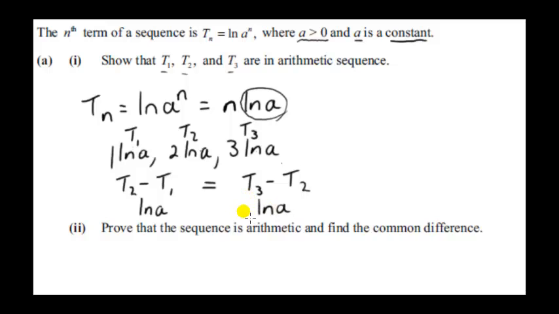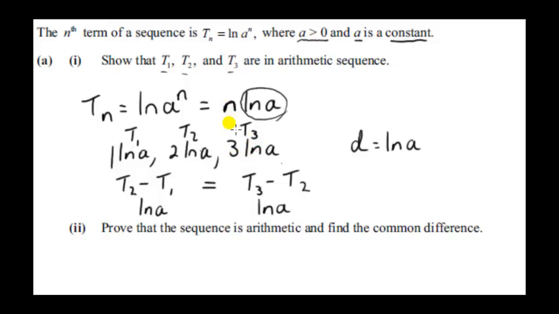And we also see that that difference, if we want to call it d, is ln of a. Now in the next question we want to prove that the entire sequence is arithmetic. Well, I mean, we can do a formal proof, and that's what we will do, but it's very clear that this sequence is an arithmetic sequence.